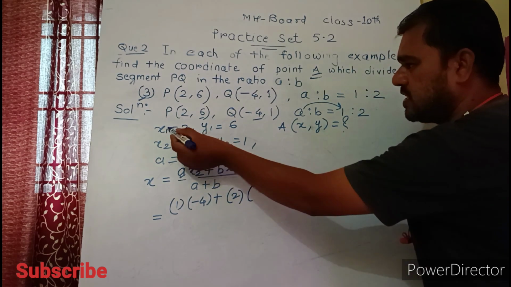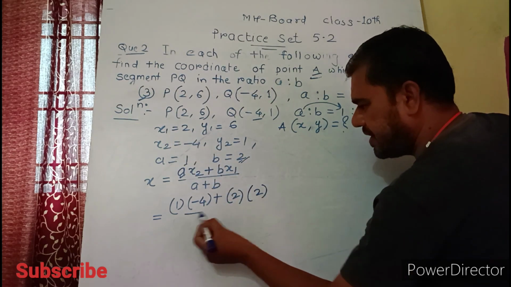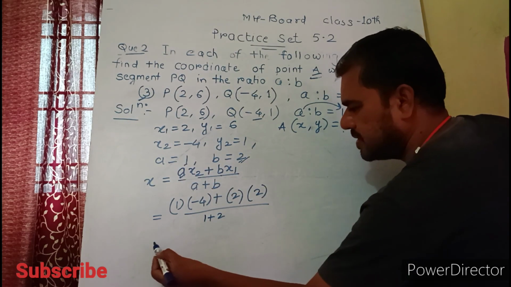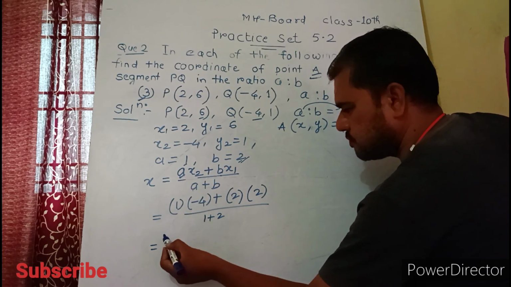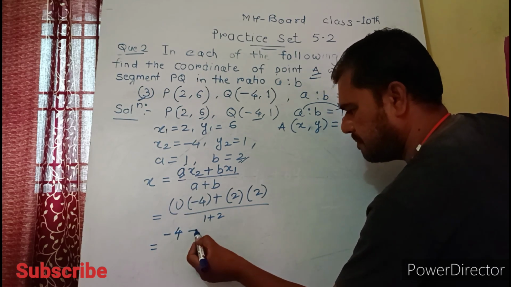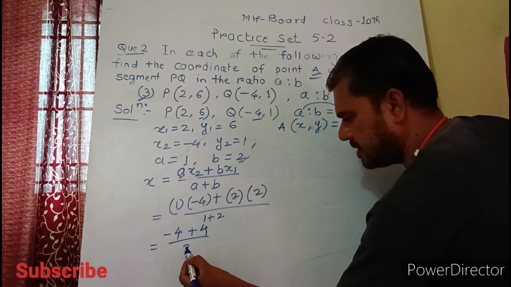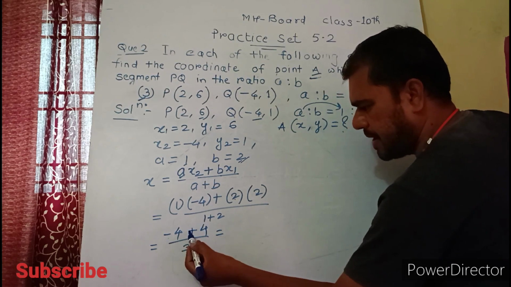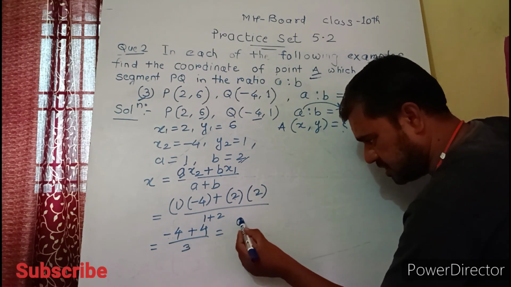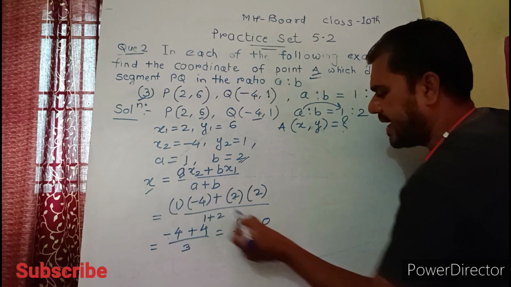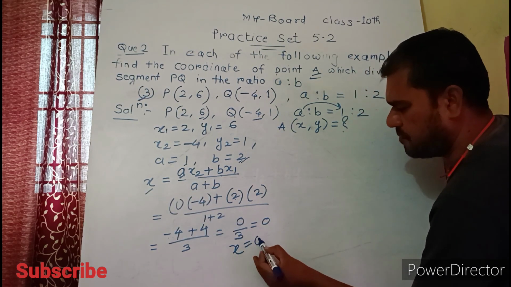The value of x1 is 2, divided by a plus b, that means 1 plus 2. That equals 1 into minus 4, that is minus 4, plus 2 into 2, that is 4, divided by 3, that equals minus 4 plus 4, that is 0, divided by 3, that equals 0. We get the value of x equals 0.